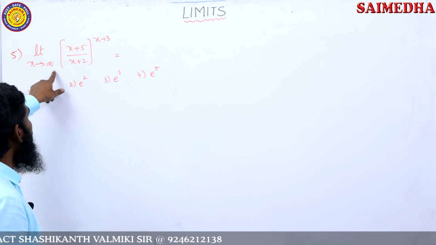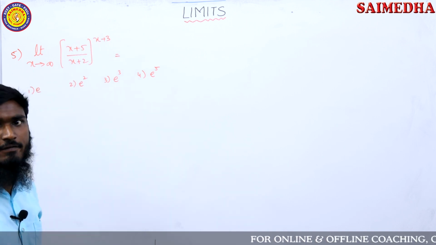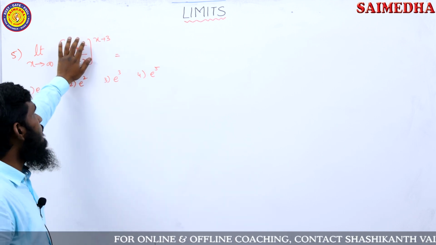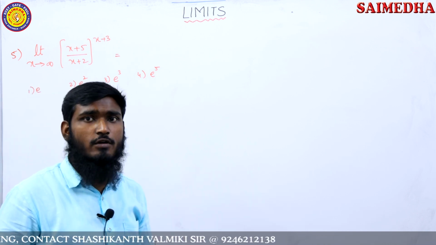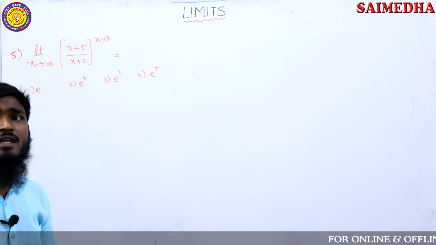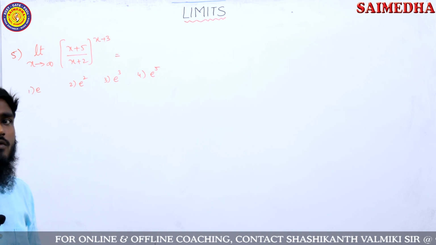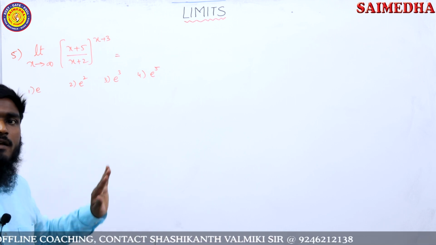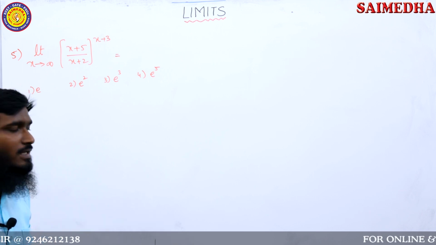It is limit x tends to infinity, x plus 5 divided by x plus 2, whole power x plus 3. As it is in the form of f of x to the power of g of x, we can use the properties of the limits to solve this. But if you know the model of this type, the shortcut for this type, we can do it very easily. By seeing the question itself, we can say the answer. Now what is that model?